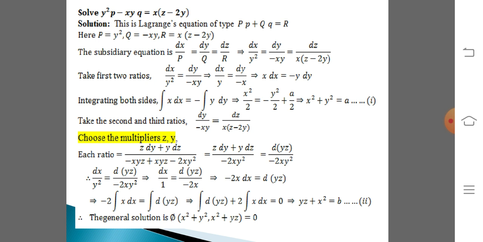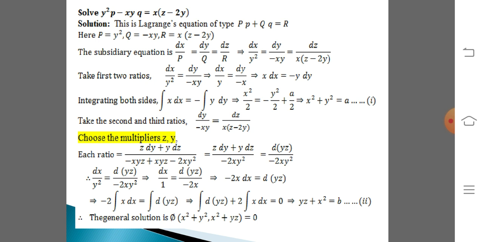Now you group this term, d of yz by minus 2xy square, and the first term in the subsidiary equation, dx by y square. So you get dx by y square equal to d of yz by minus 2xy square. So here y square gets cancelled. You get dx by 1 equal to d of yz by minus 2x.